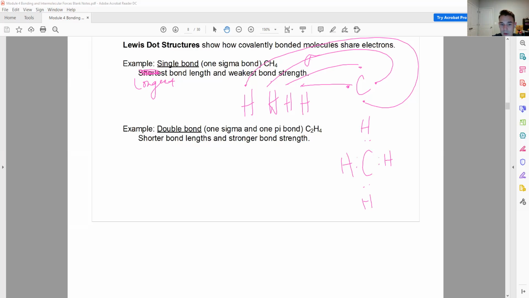Then we come up with a double bond. It has 1 sigma and 1 pi bond. So 1 sigma and 1 pi, we all should know that symbol. Double bonds are shorter and stronger than single bonds. And so, for example, here we've got C2H4.